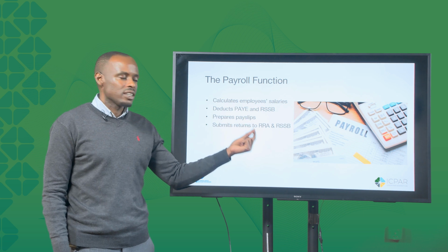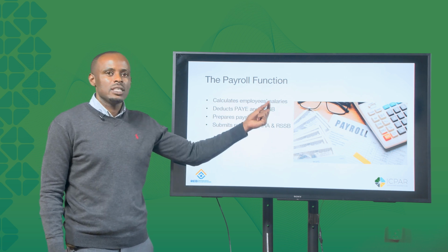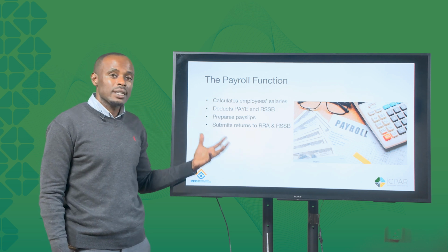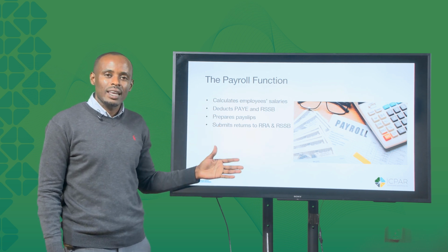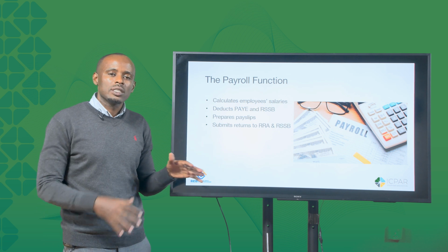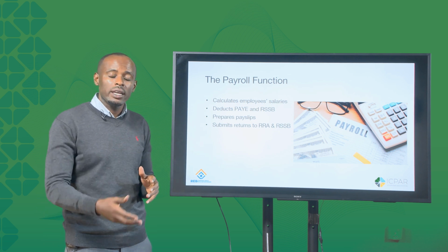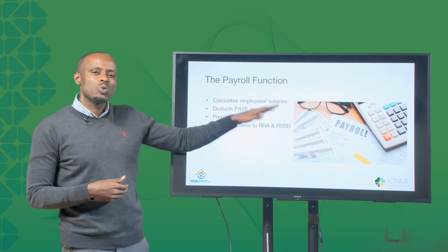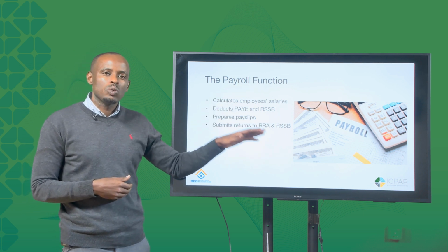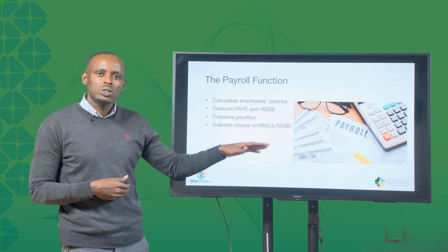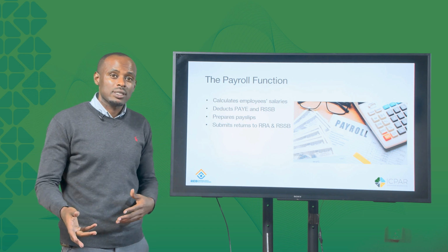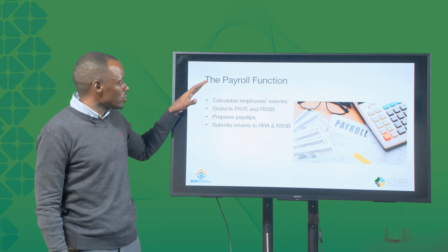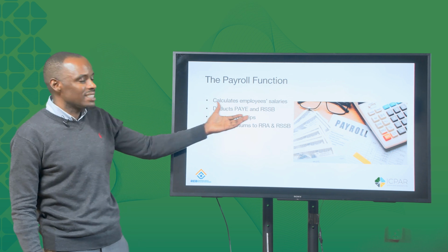PAYE is pay as you earn. RSSB is Rwanda Social Security Board. Under Rwandan tax laws, an employee is supposed to pay taxes to Rwanda Revenue Authority, as well as some deductions that go to Rwanda Social Security Board, such as maternity allowance, CBHI, and others. So what the payroll function does is to actually deduct these benefits.